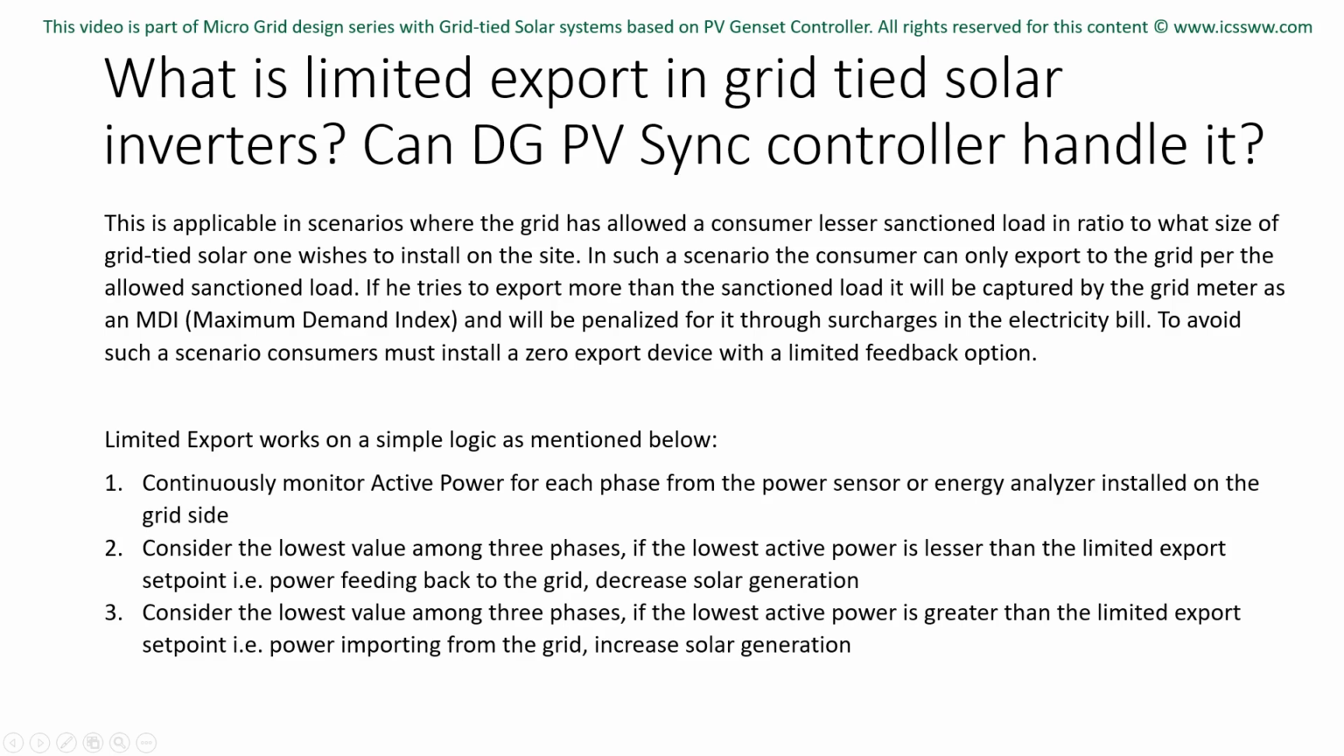Continuously monitor active power for each phase from the power sensor or energy analyzer installed on the grid side. Consider the lowest value among the three phases. If the lowest active power is lesser than the limited export set point, that is, power feeding back to the grid, decrease solar generation. Consider the lowest value among the three phases. If the lowest active power is greater than the limited export set point, that is, power importing from the grid, increase solar generation.